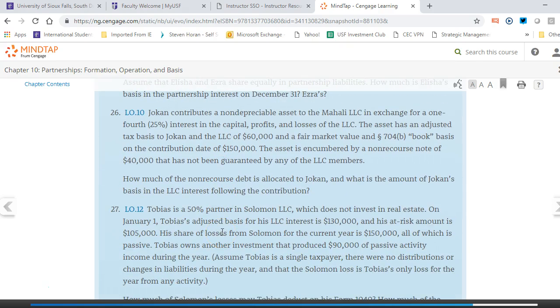Question 26. Jocan contributes a non-depreciable asset to the Mahali LLC in exchange for a 25% interest in capital, profits and losses of the LLC. The asset has an adjusted tax basis to Jocan and the LLC of $60,000 and a fair market value of book basis on the contribution date of 150. The asset is encumbered by a non-recourse note of 40 that has not been guaranteed by any LLC members. How much of the non-recourse debt is allocated to Jocan, and what is the amount of Jocan's basis in the LLC interest following the contribution?